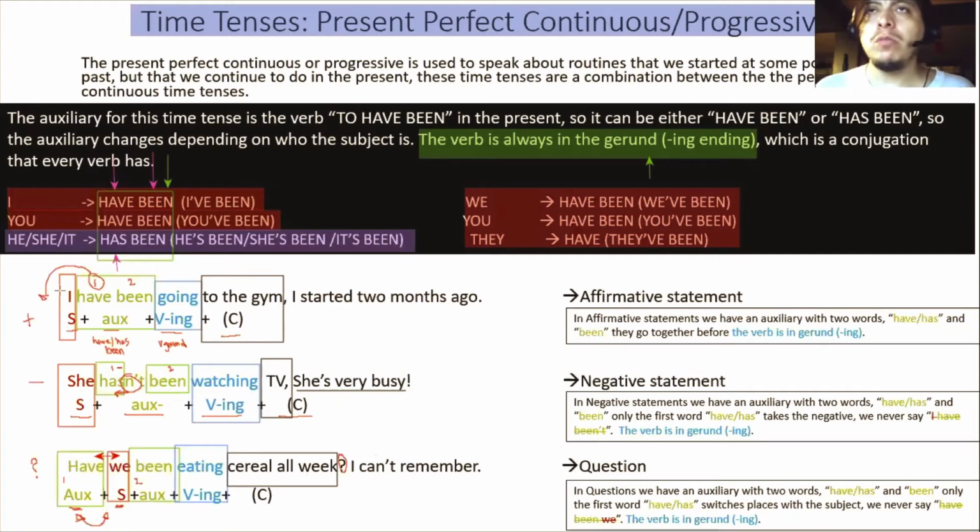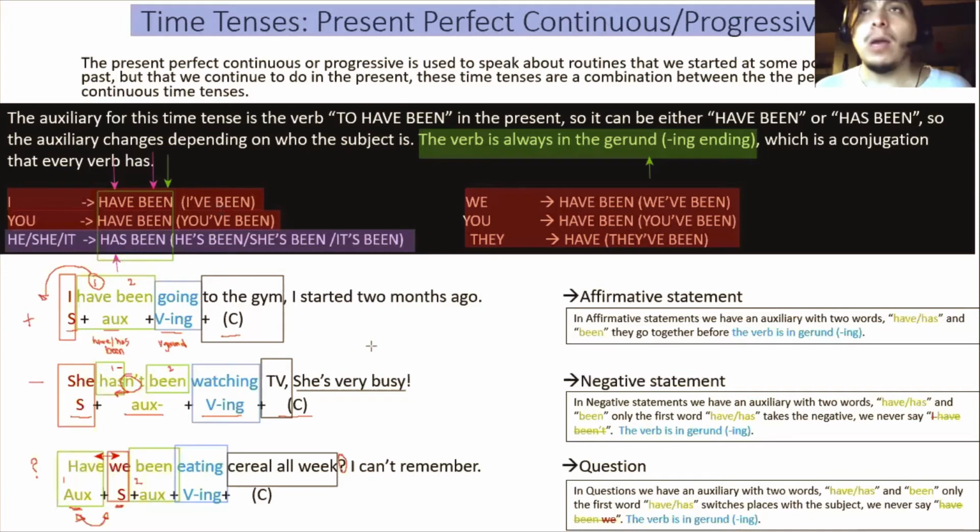Entonces, ¿cómo lo hago? Mi sujeto es la persona que hace la acción. Si quiero, la puedo suplantar por un pronombre personal. En este caso, I. Después, mi auxiliar, que como tengo la primera persona del singular, el auxiliar es have been. Es de dos partes, pero se ponen las dos aquí. I have been. Y después el verbo, que es en gerundio, going, y después mi complemento, cualquier cosa. I have been going to the gym. Yo he estado yendo al gimnasio.